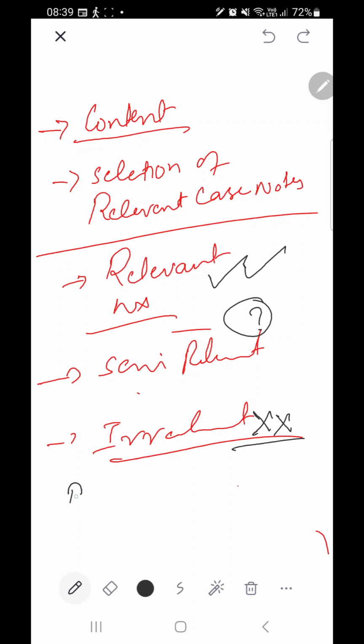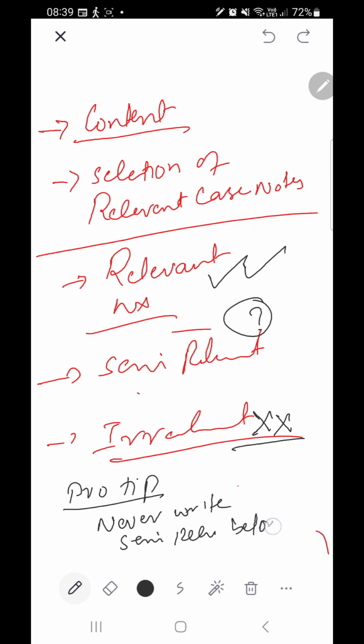But a pro tip on the first day: never write semi-relevant before relevant. This is a pro tip that you must understand. Okay.